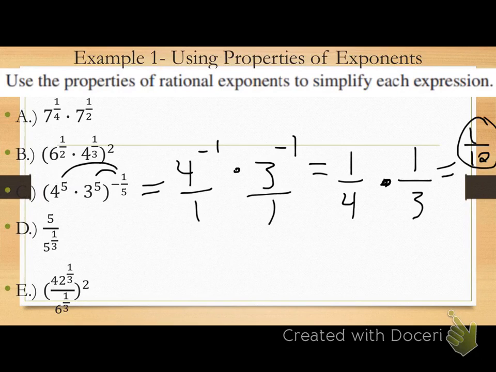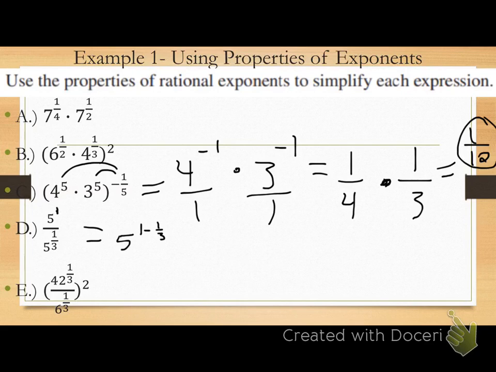Questions on C? Letter D. 5 divided by 5 to the 1/3. Someone raise your hand and help me out on this one. It is the quotient of powers. So what do I need to do? Subtract the exponents. But what's the exponent in the numerator? It is just 1. So I get 5 to the what minus what?